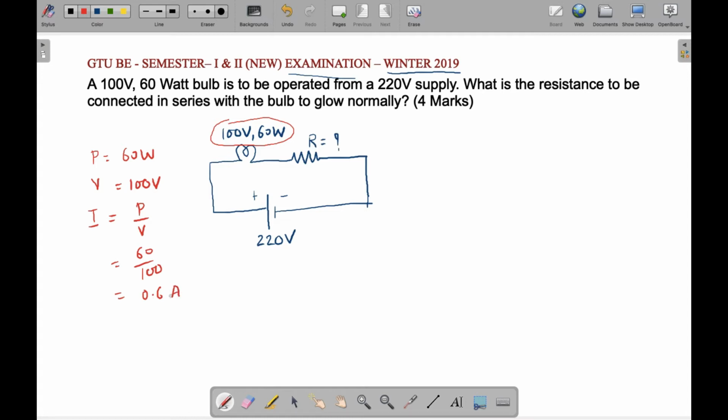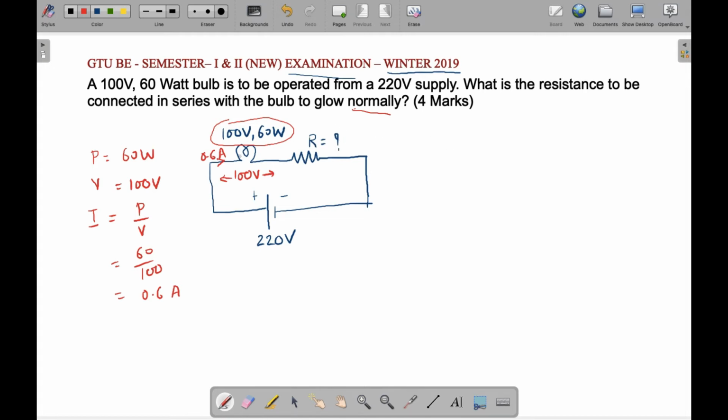This is the rated current. To operate this bulb normally, rated current should flow through the bulb and rated voltage, that is 100 volt, should be applied across the bulb. So the rated current is 0.6 ampere. In this circuit diagram, if you want a 0.6 ampere current, the resistance of the circuit should be accordingly. We will find the total resistance for the circuit, and from that we will get the value of the resistance required.